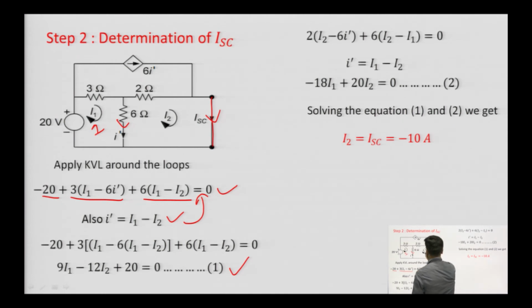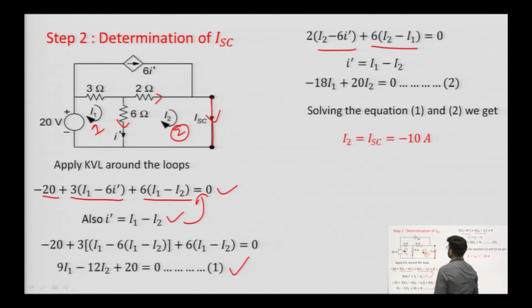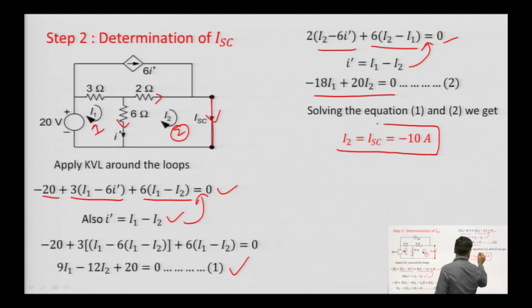Now, after that, applying KVL in mesh 2, the second mesh, we will get 2 into I2 minus 6I dash plus 6 into (I2 minus I1) equals to 0, and we know that I dash equals to I1 minus I2. We will put in this equation, we will get the equation as this one. So, solving these two equations, we will get I2 equals to Isc equals to minus 10 ampere. Isc will be equal to I2 because the same current flows in this mesh.